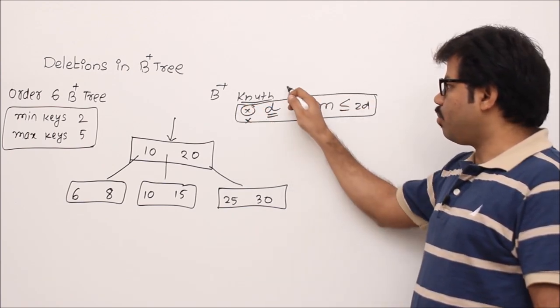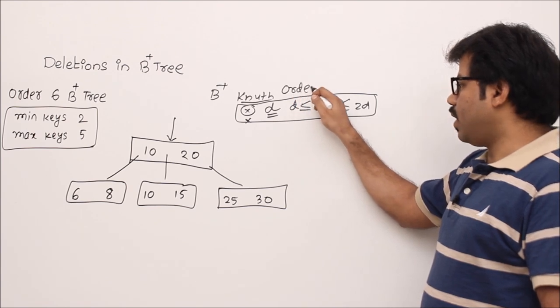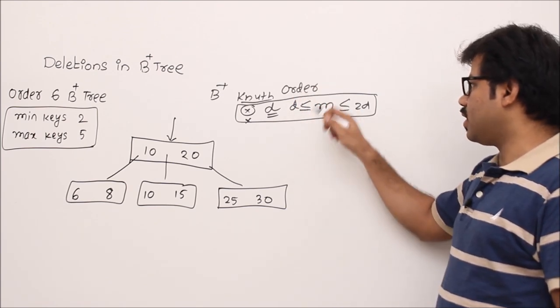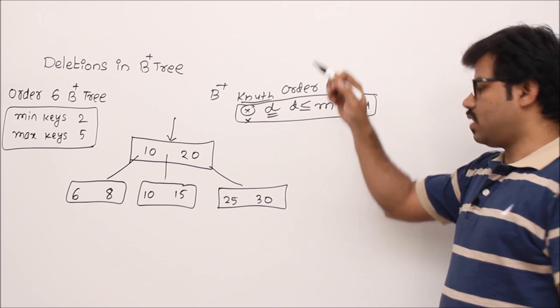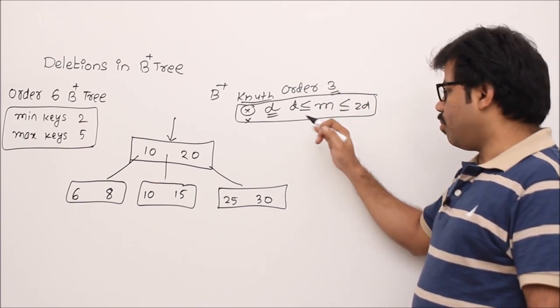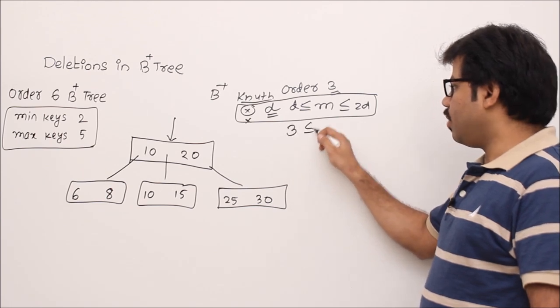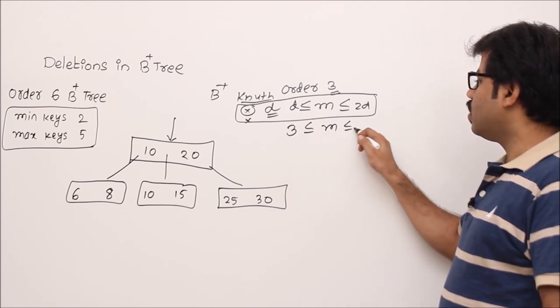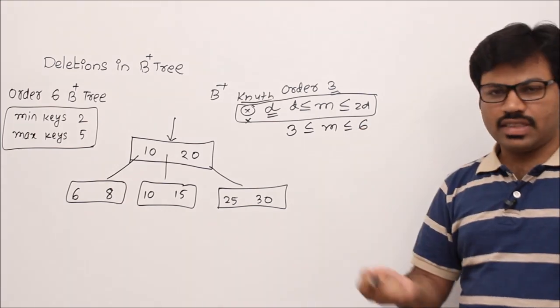If that is the case, for example, if you follow B plus trees in Raghu Ramakrishnan, and it is an order 3 B plus tree, then the number of keys should be between 3 and 6. That is the way he defined it.